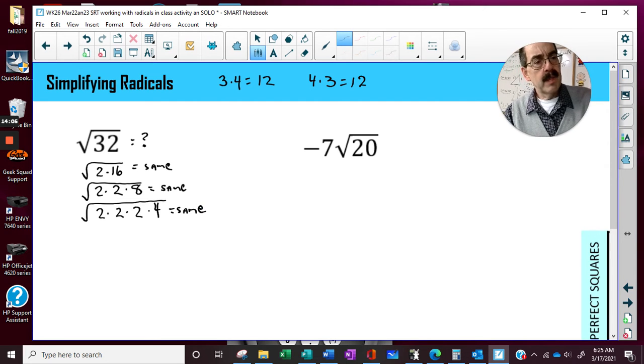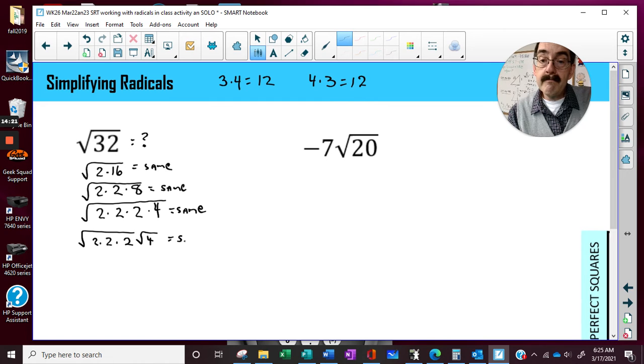Okay? Now, the next thing is legal. I can bust this apart: 2 times 2 times 2 times the square root of 4. If you put that into a calculator, you're going to get the same number.